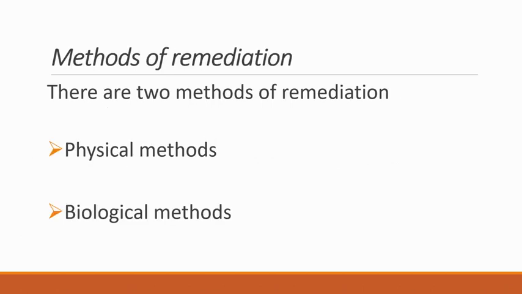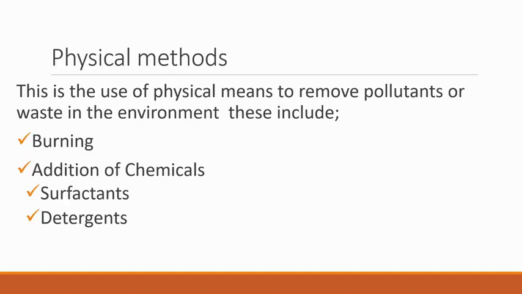Now, methods of remediation. There are two methods used in remediation: the physical method and the biological method. The physical method is the use of physical means to remove pollutants or waste in an environment, and this includes burning, addition of chemicals such as surfactants and detergents, and even removing them to a new location. Okay, now these are physical methods.